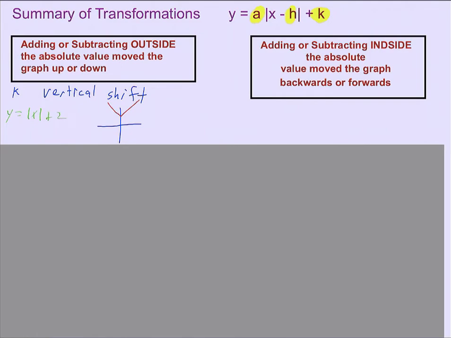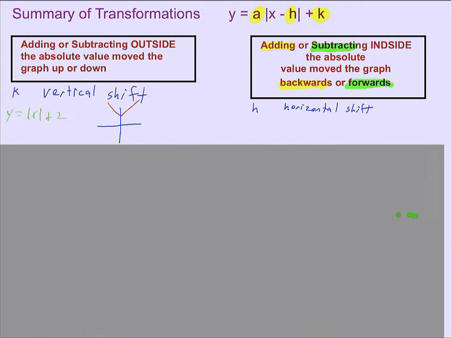The addition or subtracting inside the absolute value moves the graph backwards or forwards. This is the h, and we call this the horizontal shift. Notice that adding inside the absolute value moves the graph backwards. Which sounds counterintuitive, but it's true. And subtracting inside the absolute value moves the graph forwards.